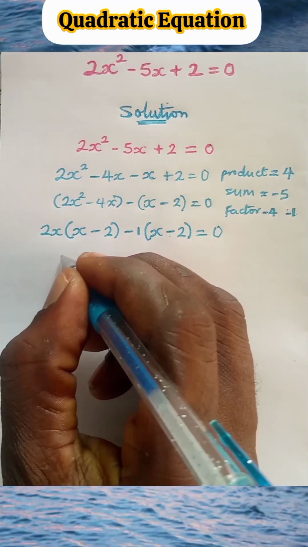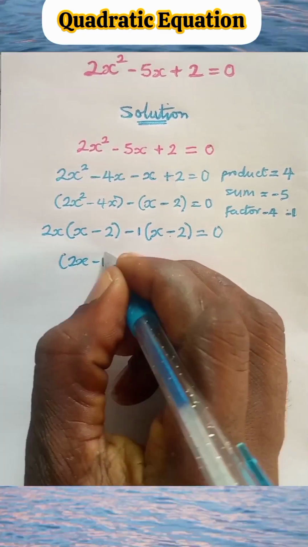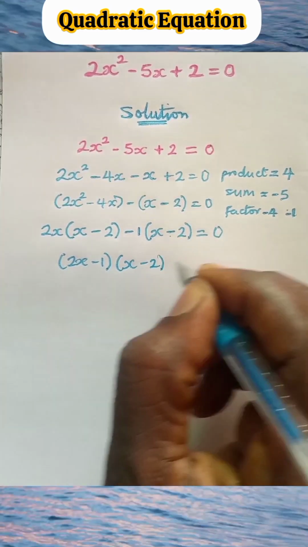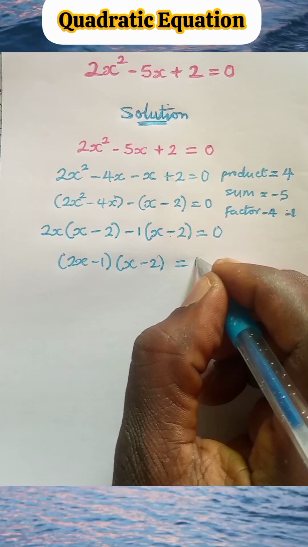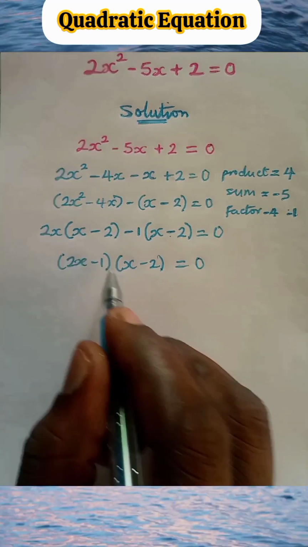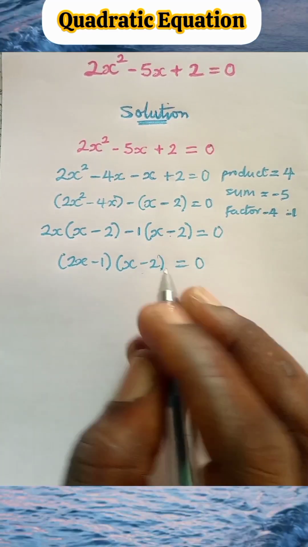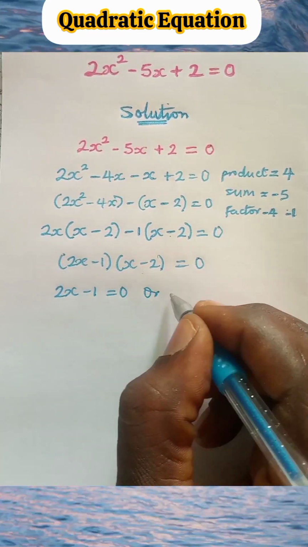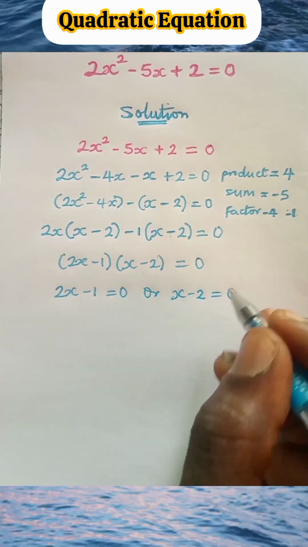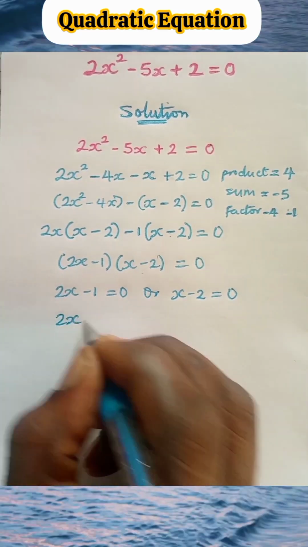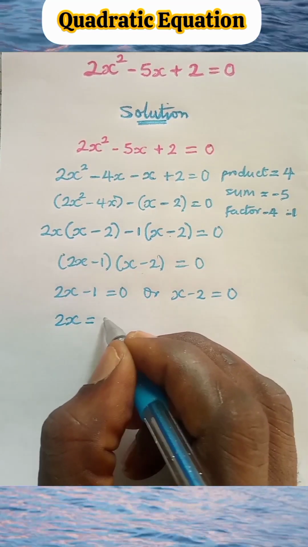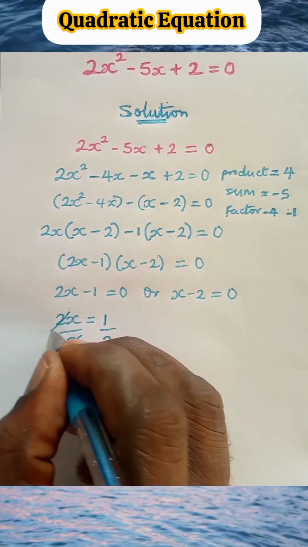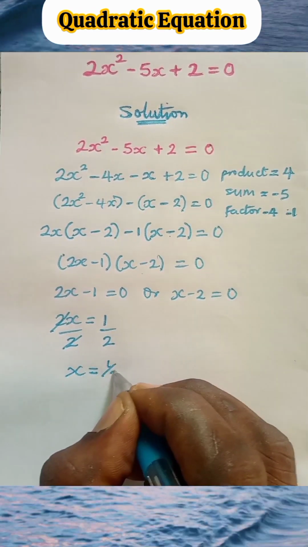Okay, now we're going to collect the terms outside the bracket, 2x minus 1. Since the two brackets are the same, we simply take one of them, x minus 2 equal to 0. So from this point, we have that either 2x minus 1 equal to 0 or x minus 2 equal to 0. So let's simplify this. 2x equal to -1 crosses over, it becomes 1. Divide both sides by 2. 2 will strike 2, and our x is equal to 1 over 2.